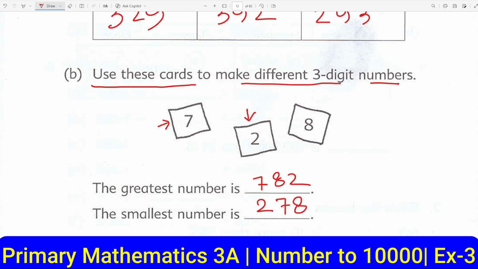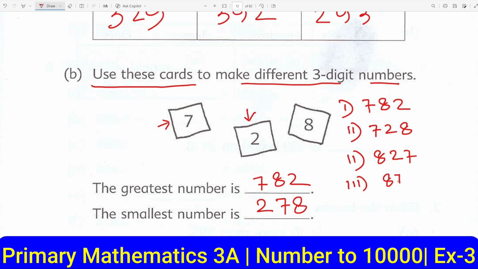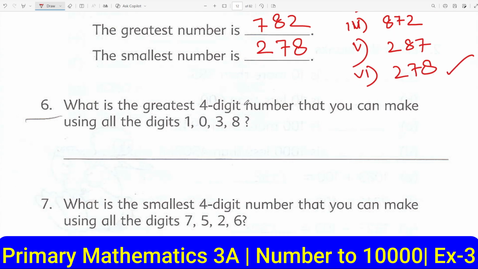So what about the random numbers, like 7, 8, 2? We can write next 7, 2, 8. Next we can write, suppose, 8, 2, 7. Then we can write 8, 7, 2. Next, so 1, 2, 3, 4, 5 we can write 2, 8, 7. 6 we can write 2, 7, 8. So which one is the highest? This one is the highest and this one is the smallest. Okay, so number A and B done.